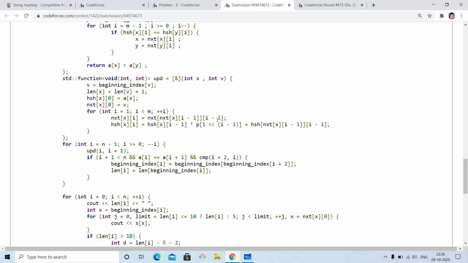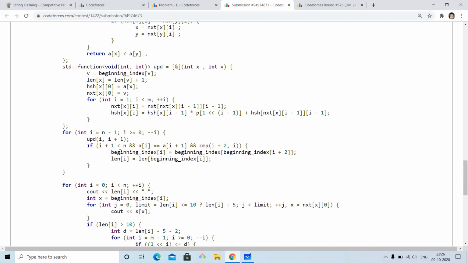Further we will go to the middle part, we will shift to the other middle part, and then we'll compute the hash value using the formula we have discussed. Hash xi will be hash xi minus 1 multiplied by the power of p, which is 2 to the power I minus 1, plus hash of the middle plus 1 position and up to length I minus 1.